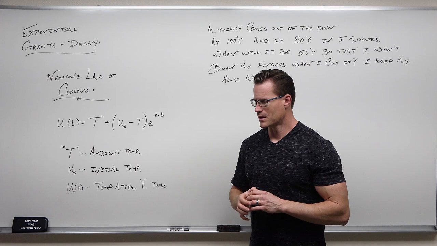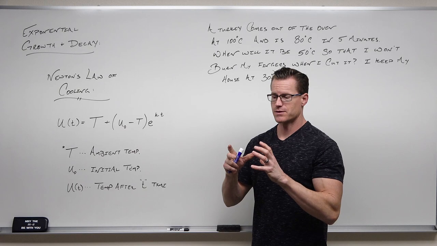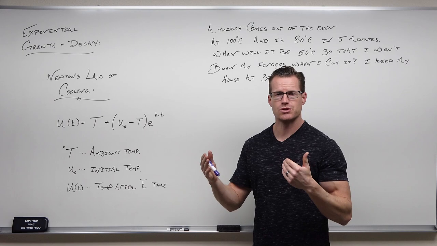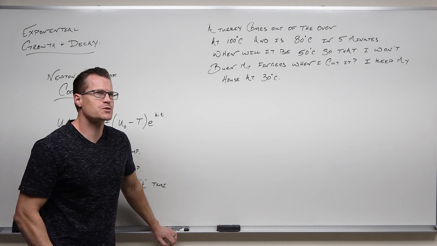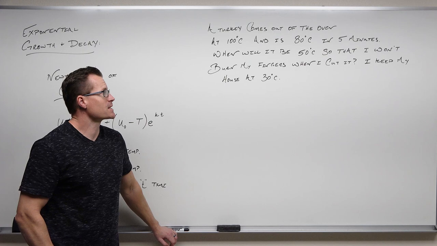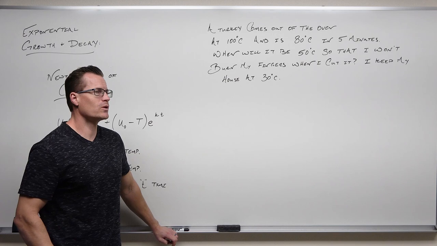So anyway, Newton's law of cooling says, how long is it going to take if something that is a different temperature from the ambient to reach a certain temperature? So let's imagine, turkey. I don't actually like turkey, but some people do, and I am always responsible for carving the turkey. I don't know why, but that's just my job, I guess. So a turkey comes out of the oven at 100 degrees Celsius, and it's 80 degrees Celsius in 5 minutes. When will it be 50 degrees Celsius so that I don't burn my fingers when I cut it? And I keep my house at 30 degrees Celsius.